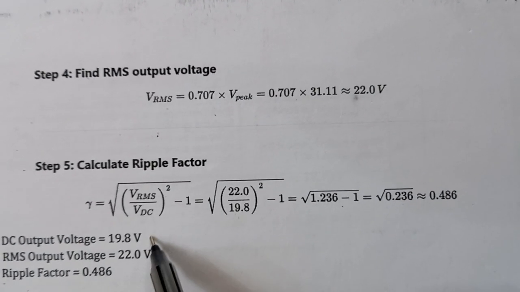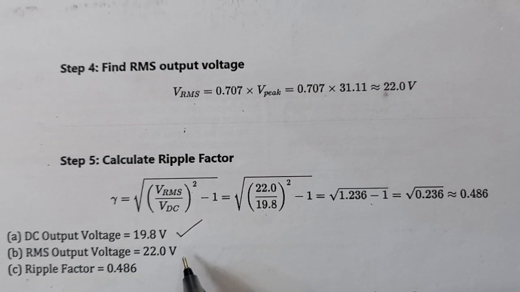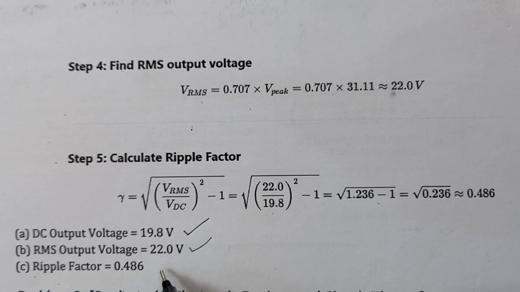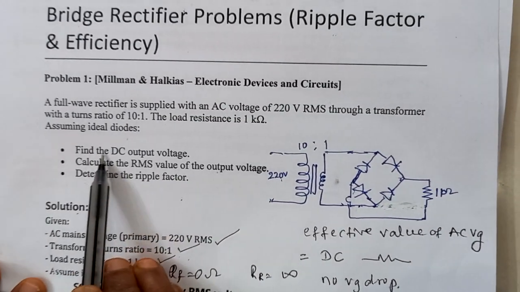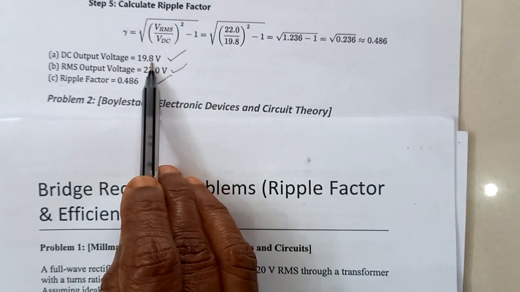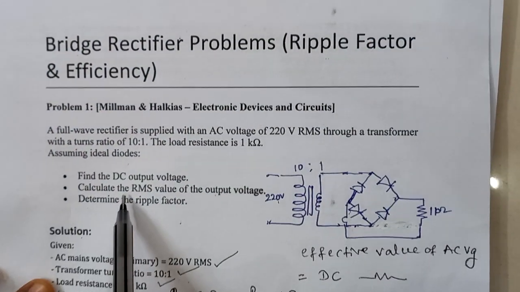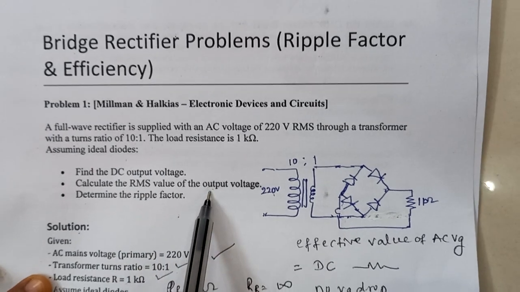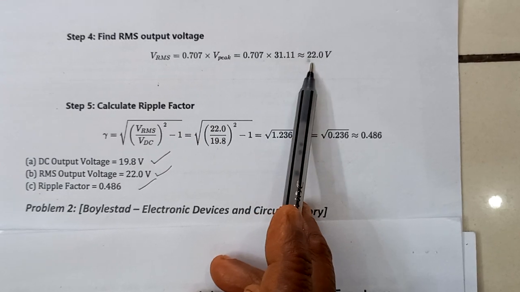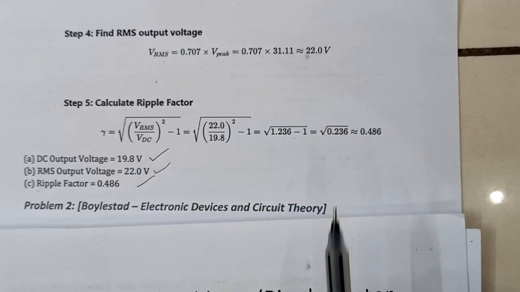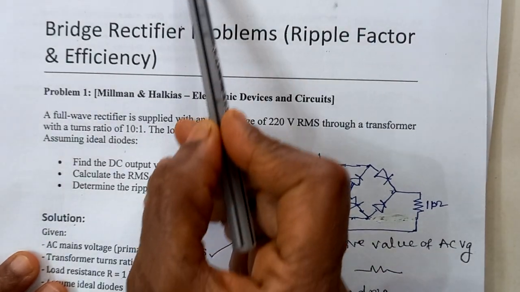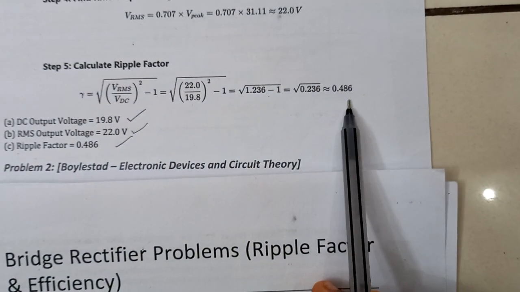So the DC voltage is 19.8 volts, RMS voltage is 22.0 volts, and ripple factor is 0.486. In the question they asked to find the DC output voltage, and we got 19.8 volts. They asked to calculate the RMS value of the output voltage, which is 22.0 volts. The last parameter in the question is determine the ripple factor, which we calculated as 0.486.